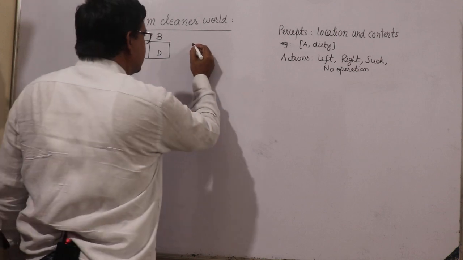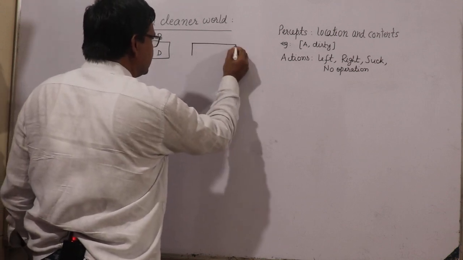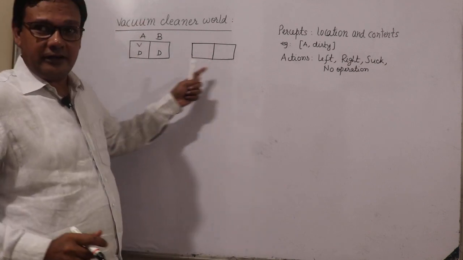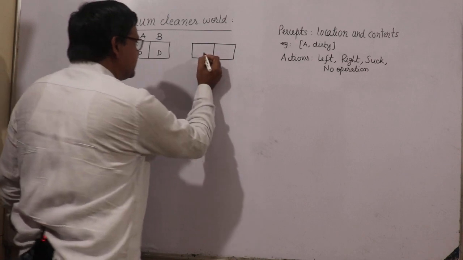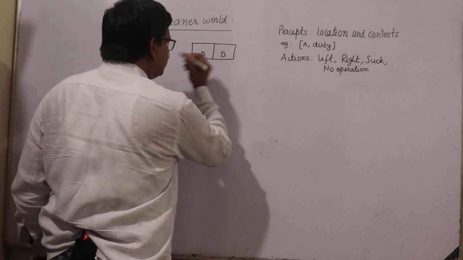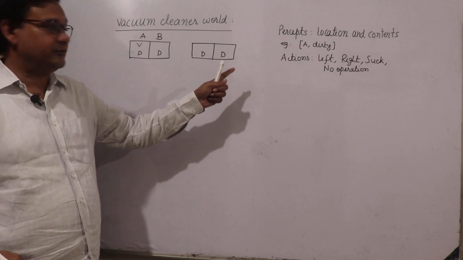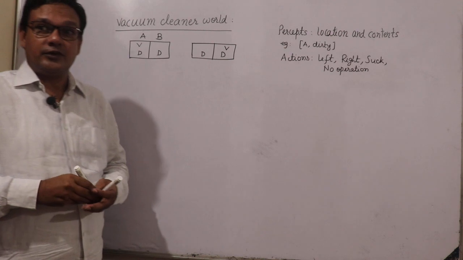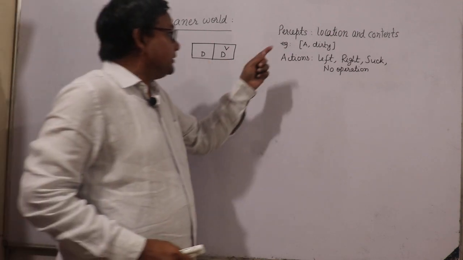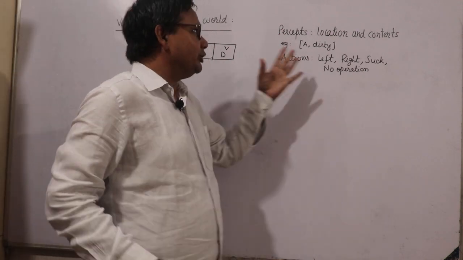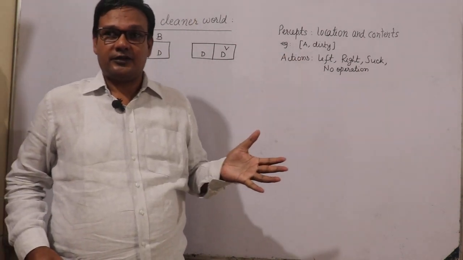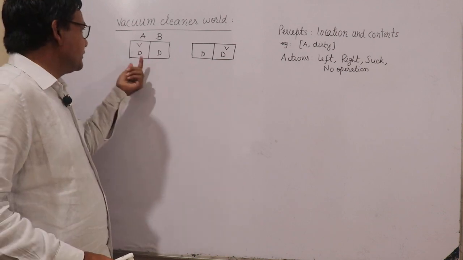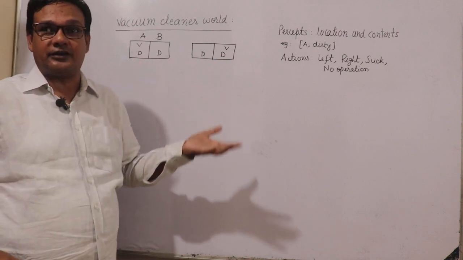Okay, and there may be another situation. The first room is A and the second room is B. Dust is in both the rooms, but the vacuum cleaner is in room B. So what is here? The vacuum cleaner perceives location and contents. Location, for example, A or B. Contents means whether there is dust or it is clean.